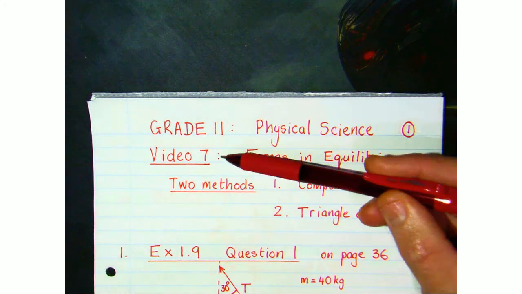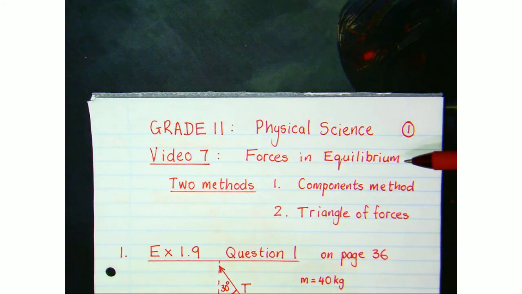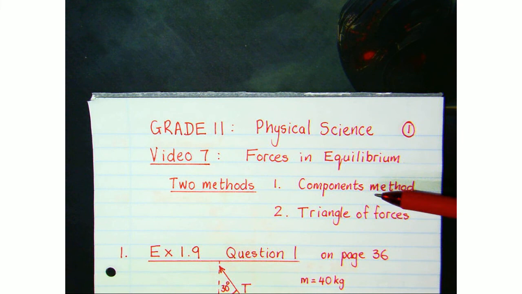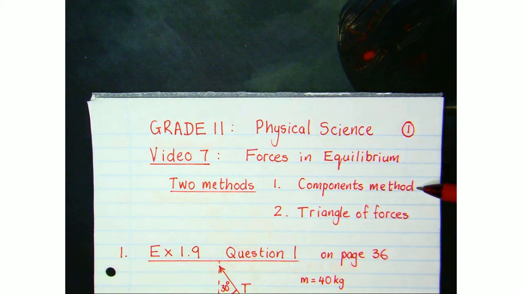This is video 7 in the grade 11 topic chapter on Newton's laws. In video 7 we just continue our discussion about forces in equilibrium. In this video we're going to look at two methods. One is the component method of solving a problem, so taking forces and resolving those forces into their components. And the second method is using, if we've got three forces acting on an object and the net force is 0, then we can draw those three forces as a closed triangle.